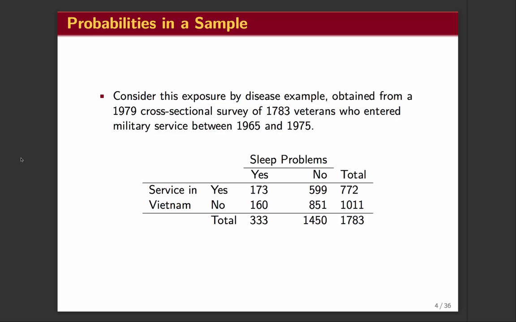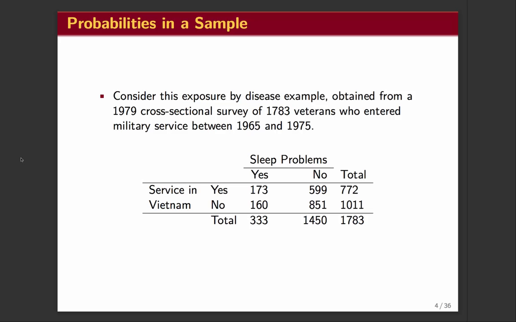Okay. Thoughts on 173 and 160? They're a difference of 13. Okay. Question: when you take the risk ratio and you consider the total in each group, you have a risk ratio of 1.4. Okay. So that's a key here.